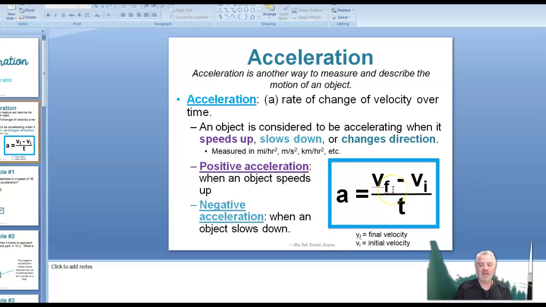Here is your formula, A equals VF minus VI divided by T. So A is your acceleration, T is time, and for the VF and VI, you have to think about what you start with and what you end with. The VF is your final velocity, and the VI is your initial or beginning velocity. Okay, so you always want to make sure you get the VF minus VI. If you flip these, your answer will be wrong every time. So you have to make sure it's your final velocity minus your initial velocity when you're setting up that equation.